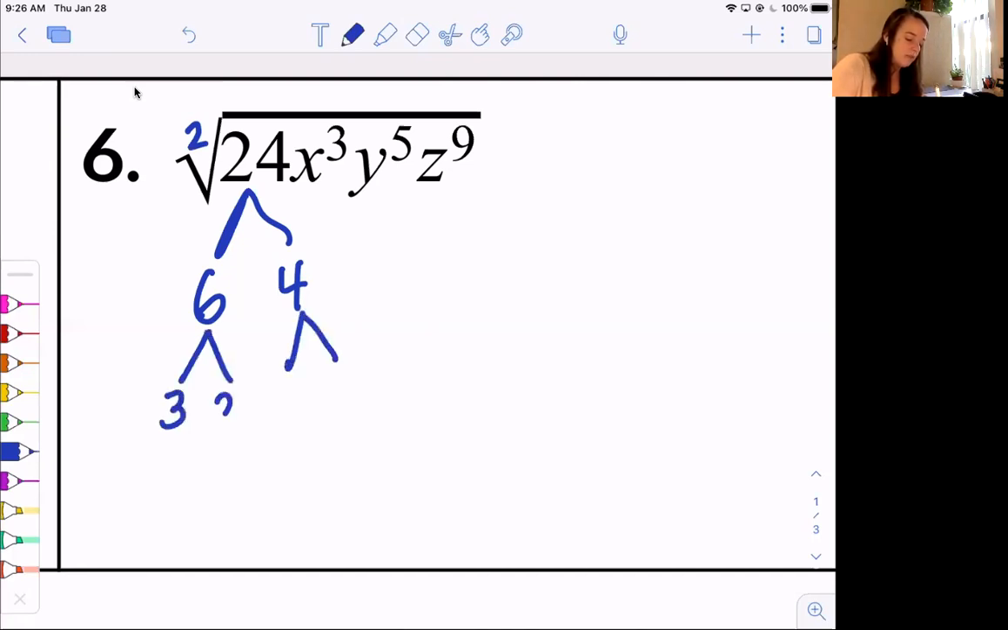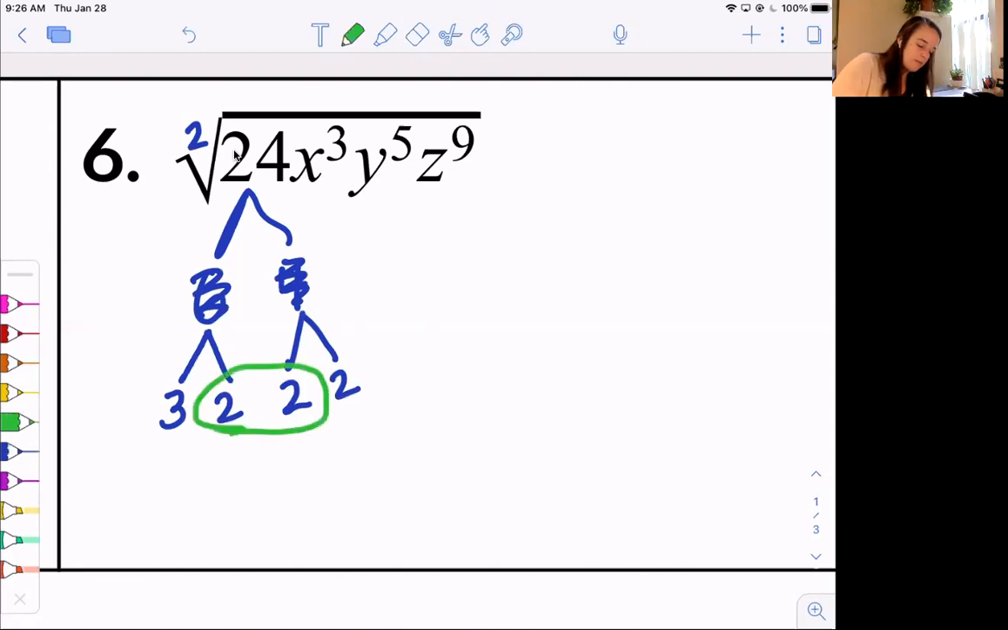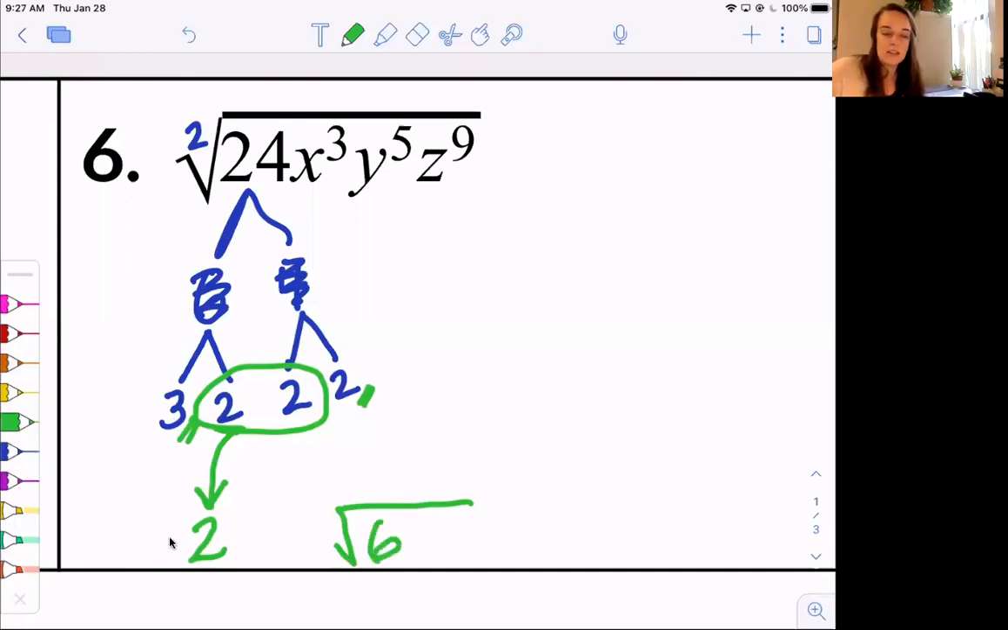6 is 3 and 2. 4 is 2 and 2. Crossing out these because I already have them. I'm looking for groups of 2 of a kind. So 2 of a kind, I have a group here. That's going to make a 2. Then inside, I'm leaving some space here because I know I'm going to have variables. So the 3 and the 2 are going to be left over. 3 times 2 would be 6. So the 6 is staying inside. So 2 on the outside, 6 on the inside.